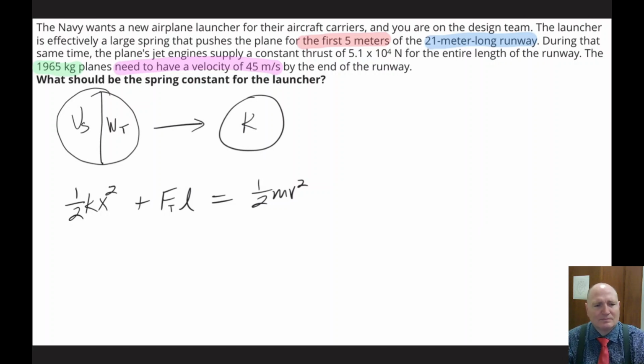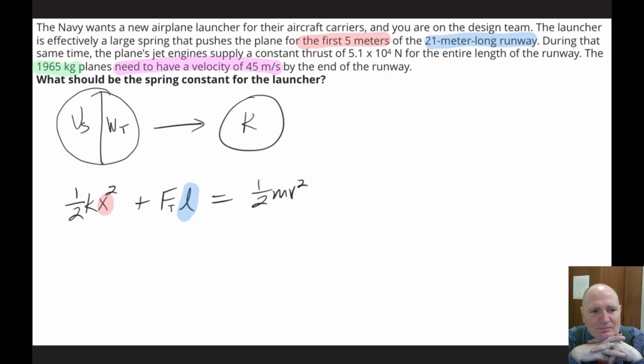And so just to connect some dots here. So, the first 5 meters, is the spring part of the spring is pushing. So I'm going to match up the colors. Oh, cool. Here with the highlighting. The 21 meter long runway, well, that's the length over which that thrust force is acting, okay?